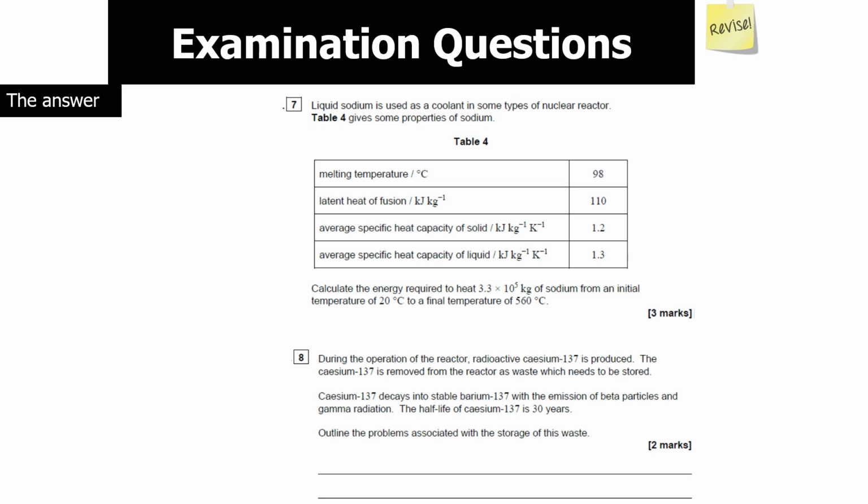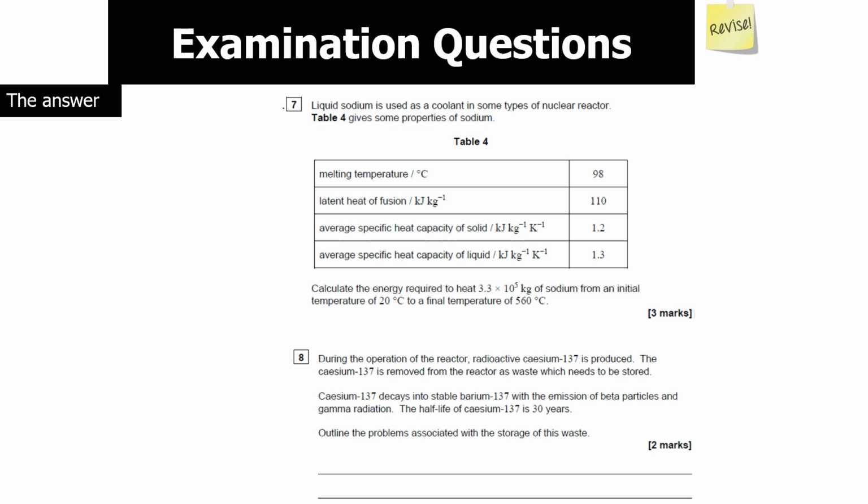Right, in this first question you're given lots of information, but what stands out to me is that you've got the average heat capacity of the solid and the average heat capacity of the liquid and the latent heat of fusion. So it's important you work out the energy required to heat it up from 20 to 98 degrees, and that's going to be the average heat capacity of the solid multiplied by the mass, which we're given to be 3.3 times 10 to the 5, multiplied by the change in temperature, so 98 minus 20. That gives us that energy.